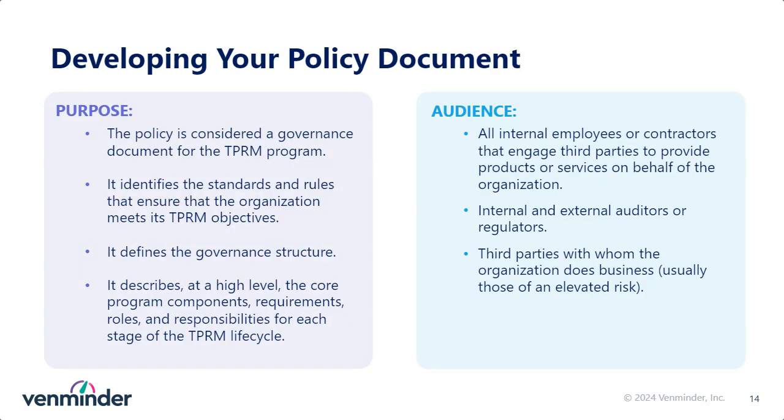So just before the poll, I asked you to really think about who the audience was and the purpose of each document. So let's get into those documents and start with the policy, because again, this is your most important document and you have to get it right. So first of all, your policy needs to describe the third-party risk governance structure at a high level and should include core program components, requirements, roles and responsibilities for each stage of the life cycle.